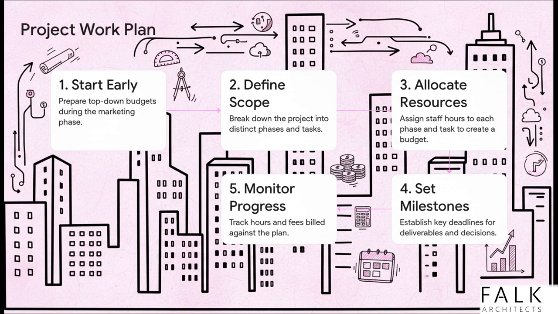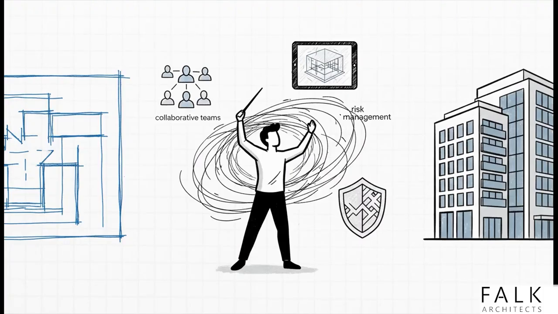And it's not a set it and forget it kind of thing. It's a living tool. Week by week, the firm tracks hours and fees right against that plan, so they know instantly if they're on schedule and, just as important, if they're on budget. So, when you boil it all down, what is the modern architect? They are not just a person who draws pretty pictures. They are a master orchestrator, a leader who skillfully combines collaborative teams, powerful digital tools, and smart risk management to guide a project from a simple drawing all the way to a complex, successful reality.